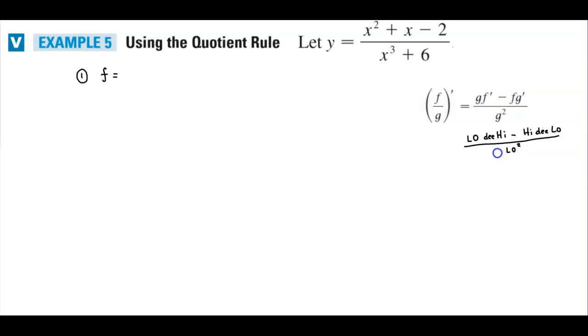So f is going to represent the numerator function, which is x squared plus x minus 2. And then we're going to let g represent the function x cubed plus 6. Again, keep in mind that f represents the high and g represents the low. So what we want to do is find the derivative, which is y prime.